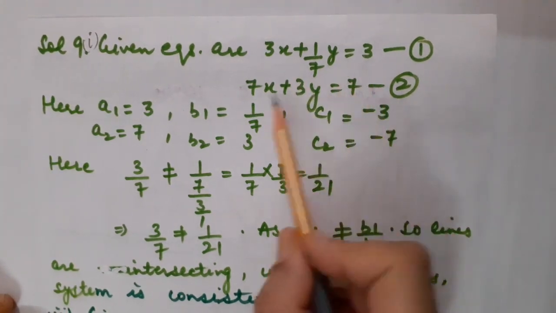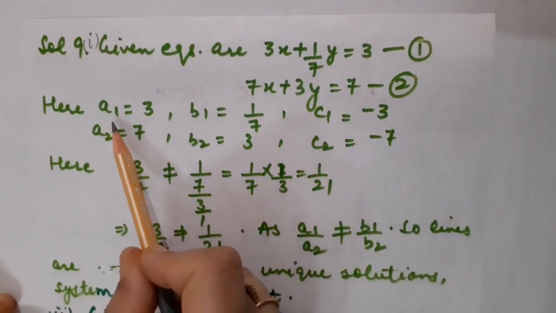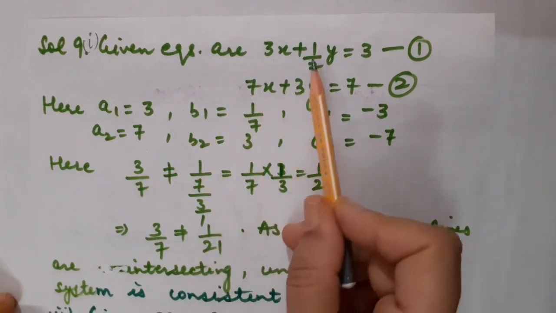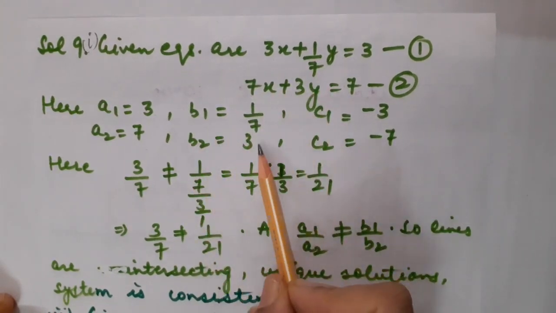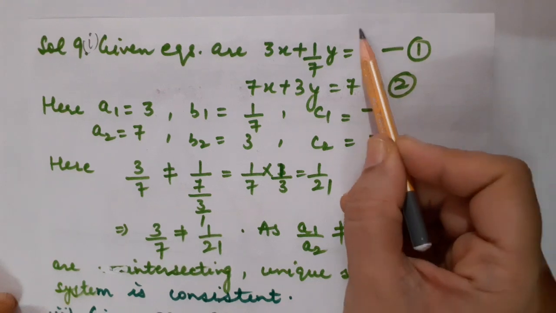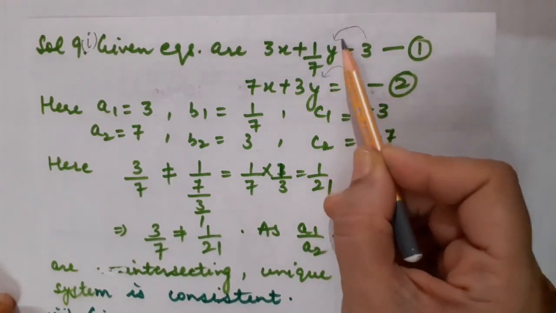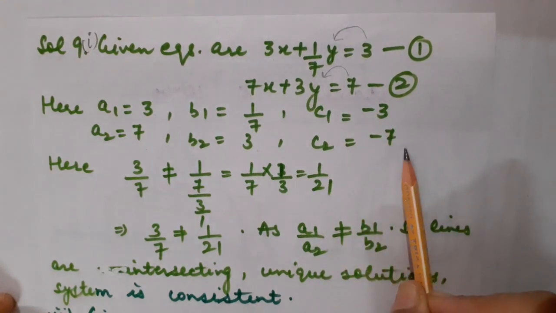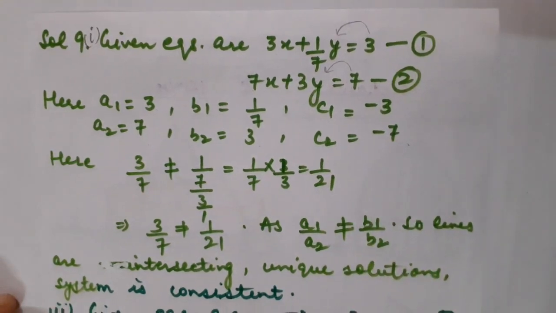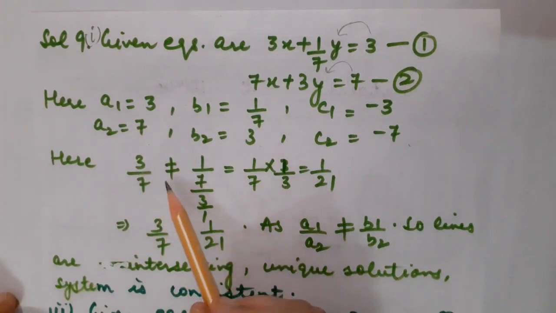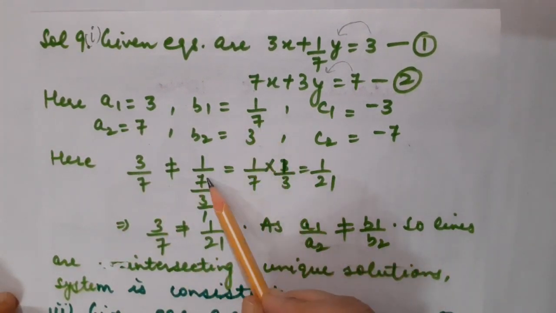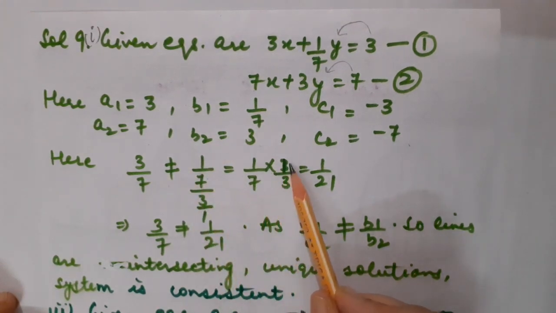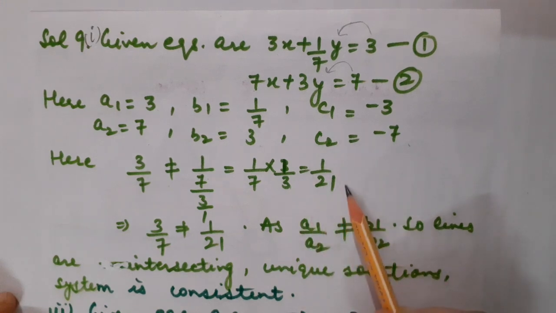Children, when I compared them with the generalized form, I got A1 is equal to 3, A2 is equal to 7, B1 is 1 by 7, B2 is 3, and I must bring this 3 as well as 7 on left hand side. So I have got C1 and C2 as minus 3 and minus 7 respectively. Okay. Here I got that 3 upon 7 is not equal to 1 upon 7 upon 3. This can be written as 1 upon 7 into 1 upon 3, that is 1 upon 21.